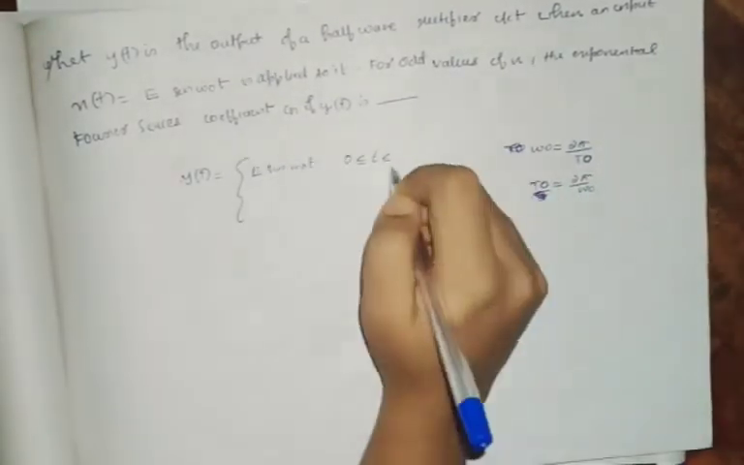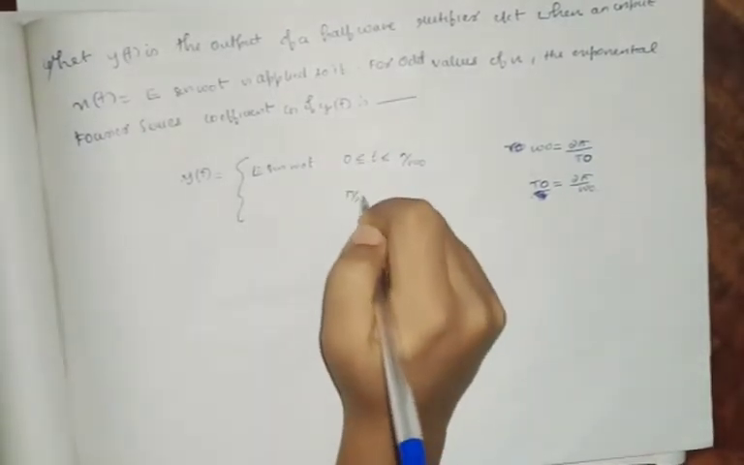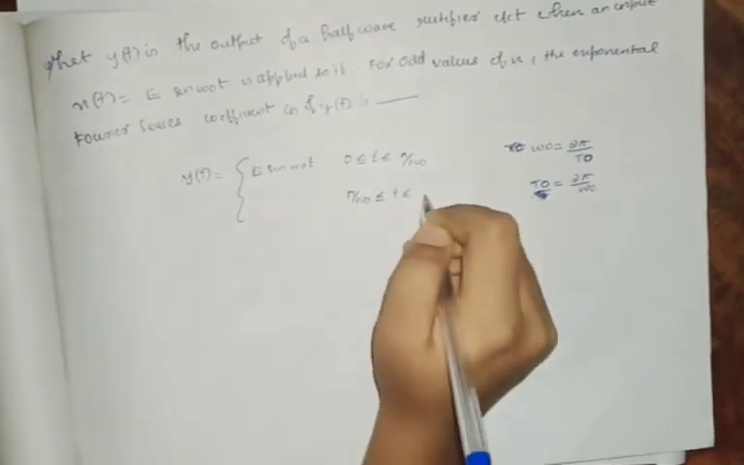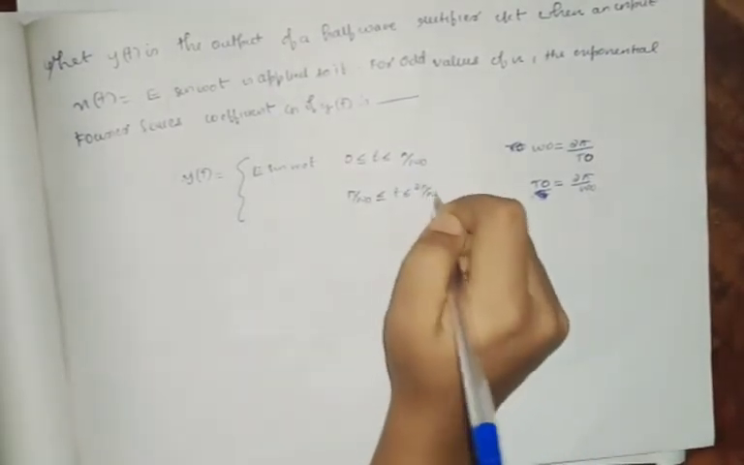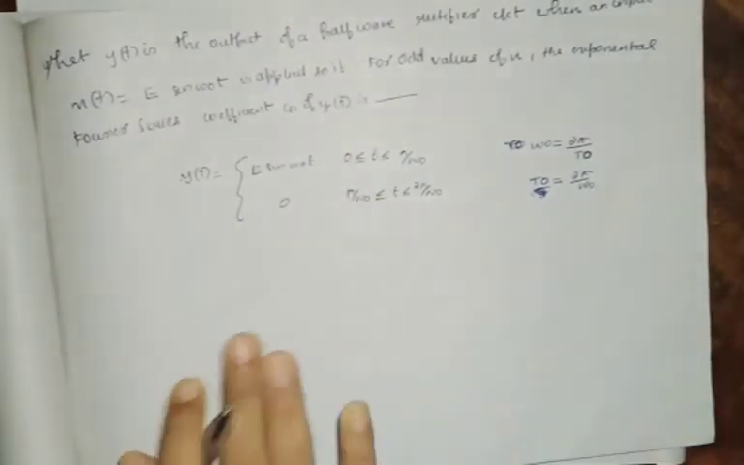What will be half of the period? Pi divided by omega 0. So here also, pi divided by omega 0 till 2 pi by omega 0, that is the actual period, will be equal to 0. Okay, so that is it.